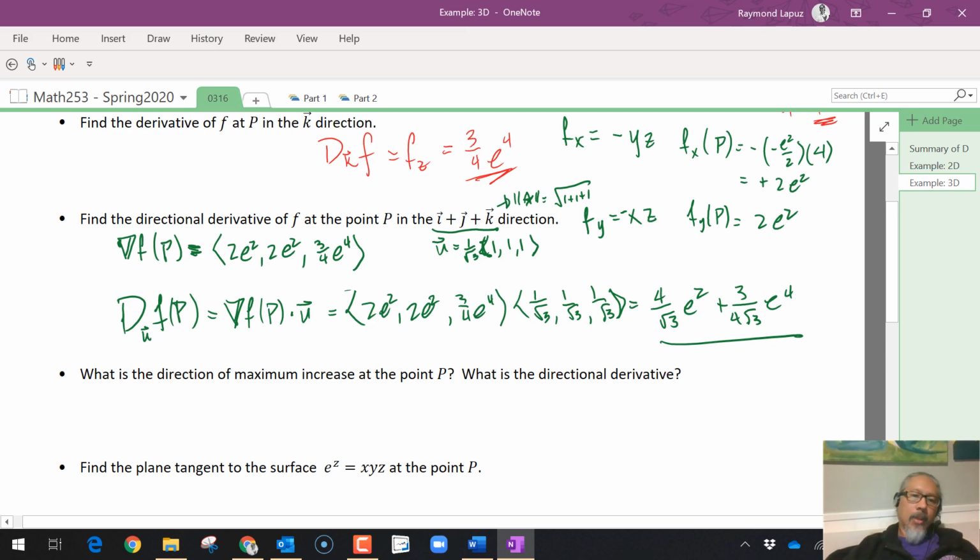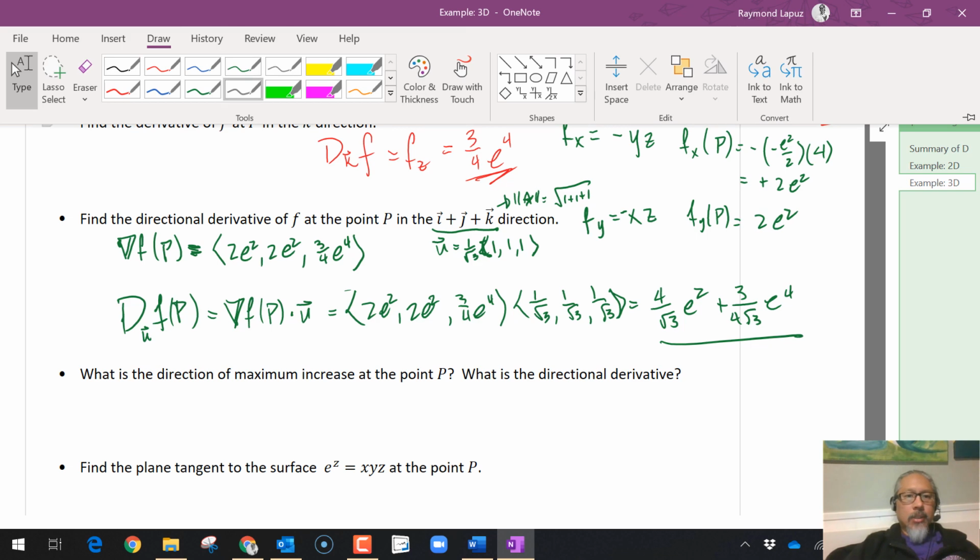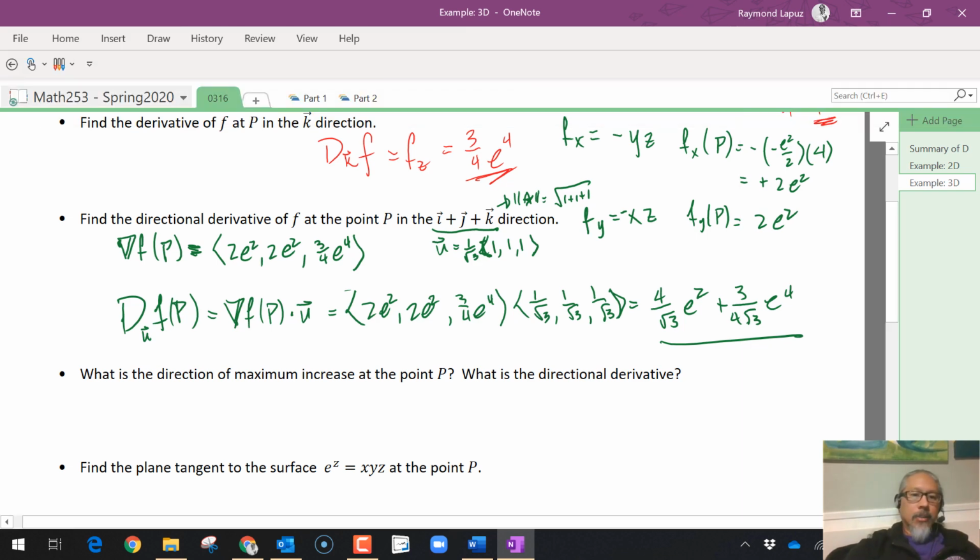Alright, let's keep going. The direction of fastest increase. The direction, remember, is just the gradient itself. So the gradient of f evaluated at p, we already got that. That's 2e squared, comma, 2e squared, comma, 3/4 e to the fourth.